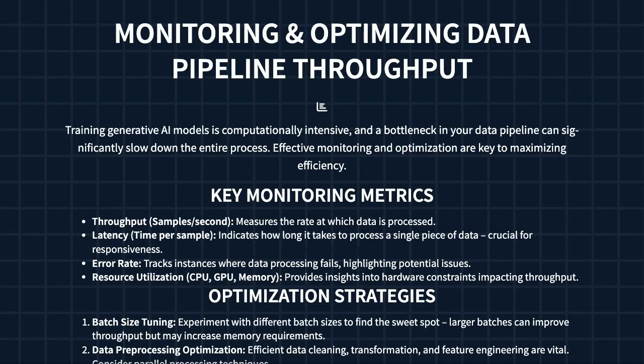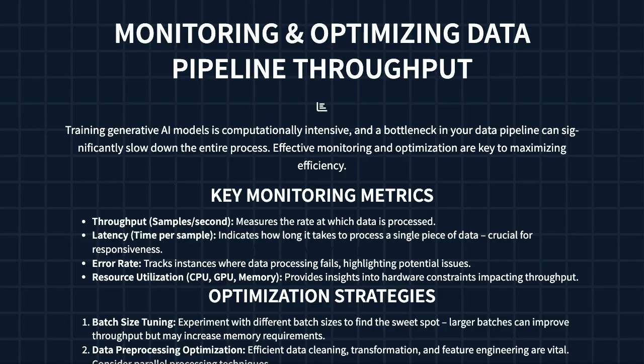Okay, let's talk about keeping your data pipeline running smoothly when you're training these massive AI models. It's not just enough to have the data, you need to make sure it gets to the model quickly. We want to focus on a few key metrics, things like how many samples we're processing per second and how long it takes to handle each one. Keeping an eye on error rates and resource usage, like CPU and GPU power, is also really important.